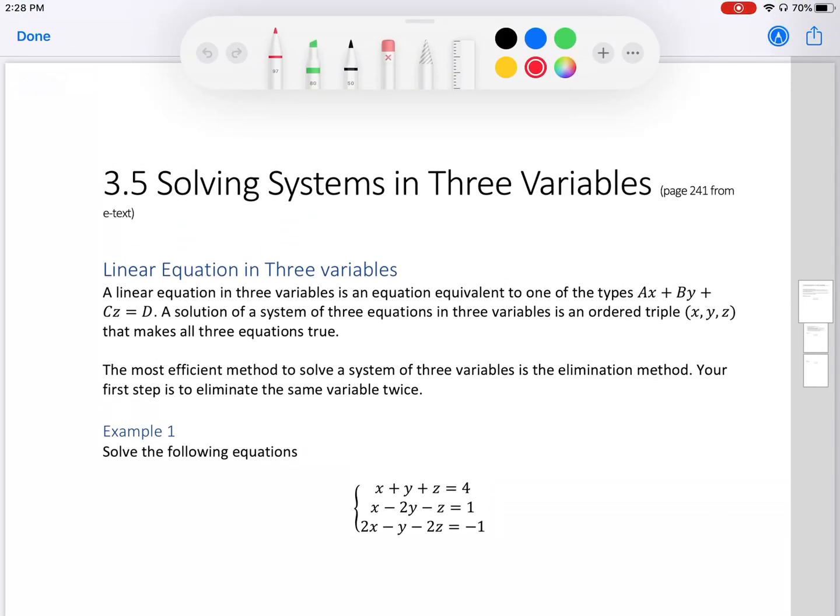Section 3.5, Solving Systems in Three Variables. For this section, we're going to take those concepts we learned in our previous sections and take it up a notch. Before, we worked with two letters, x and y. Now we're going to throw in another variable, z. But the way to approach this is by a method you already learned, which is elimination.